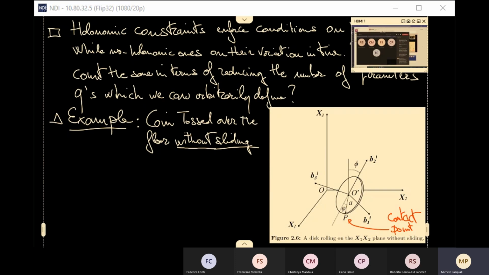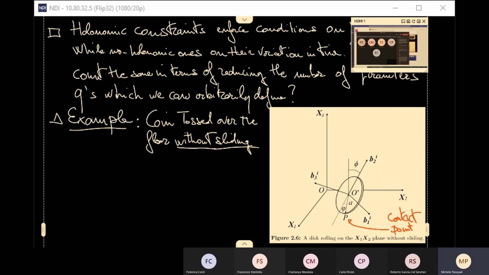So it means that if I see it from the inertial frame, point P, when it touches the ground, or it touches the floor, is it moving or not? No, right? So it is still, because it is actually instant by instant in contact with the floor. So it has to be attached to the floor. And if it's attached to the floor, what's its velocity in the inertial frame? 0, right?